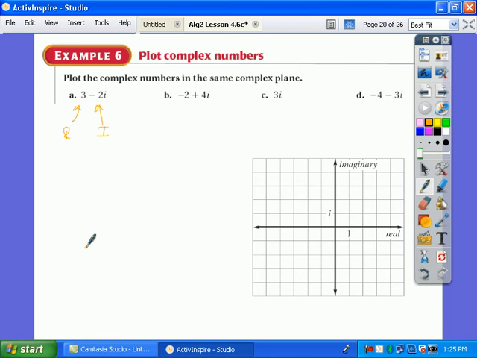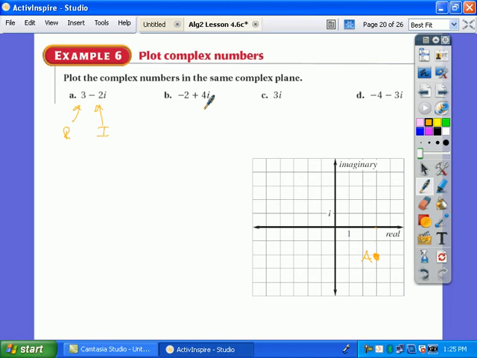So let's just get this first one out of the way, and I think you'll find it goes a little nicer. So this is the number 3 minus 2i, and so the real part is 3. So I just go to the right 3 units. And now the imaginary part is negative 2, or negative 2i. So we go down on the imaginary axis 2 units, and that is the point A, or the complex number A. Okay, so we just take this knowledge of the real number piece and the imaginary number piece, and we use it to graph on this complex plane.